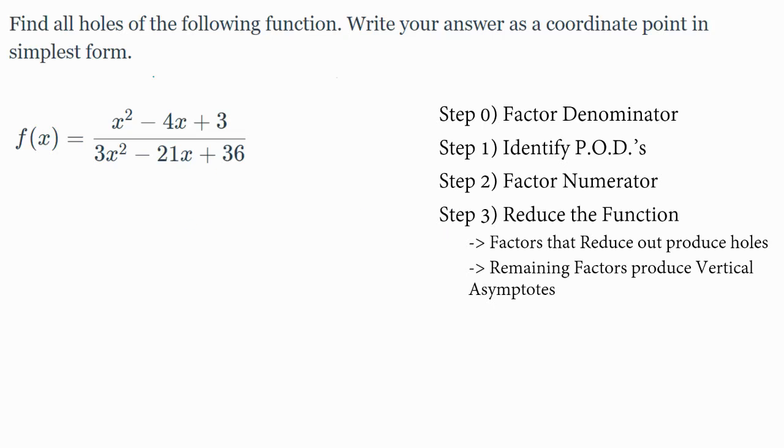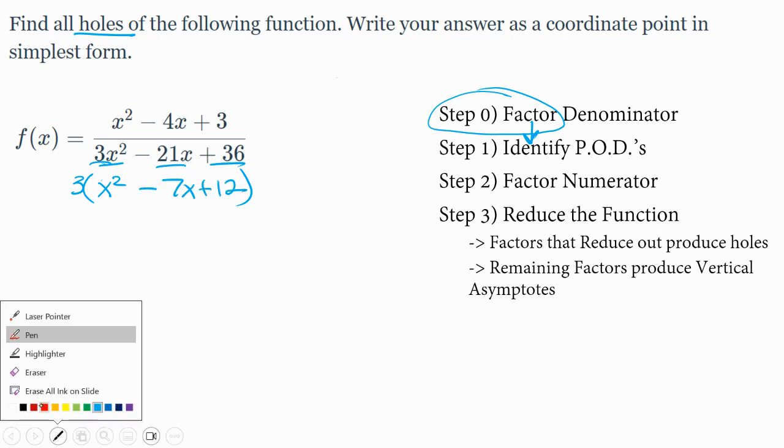All right, our job here is to find all the holes of this function. This time we have a little bit more denominator factoring to happen. We have a GCF down there, and so I'm going to recognize they all have a 3 in common and work to factor it out so that I can identify my points of discontinuity through the factor-solve process. So I set a 3 out in front of a parentheses, divide each of these terms by 3. I should get x squared minus 7x plus 12.